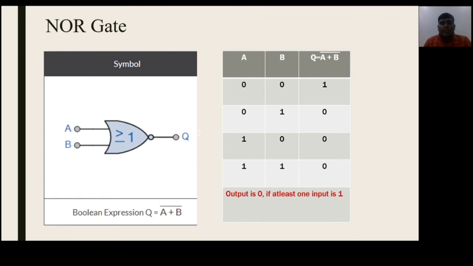So at 0 0 we will receive output as 1. At 0 1 we will receive output as 0. At 1 0 we will receive output as 0. At 1 1 we will receive output as 0. Okay, as you see, in the first case only we will get output as 1 because there is no input which is 1.